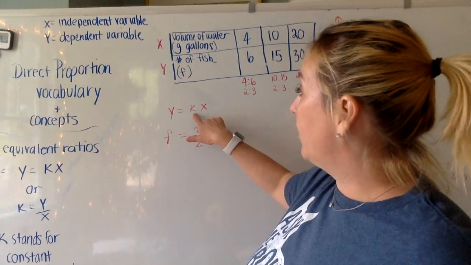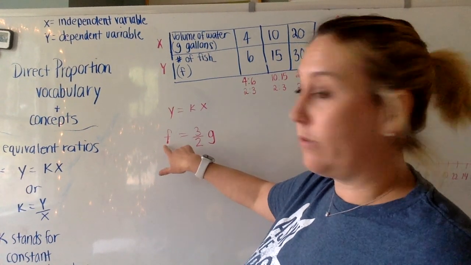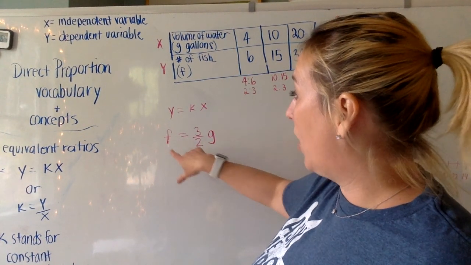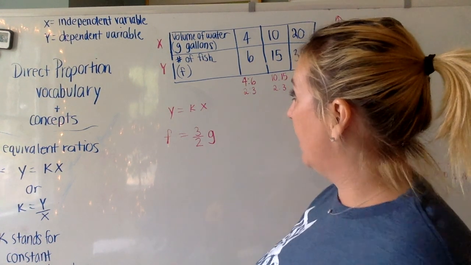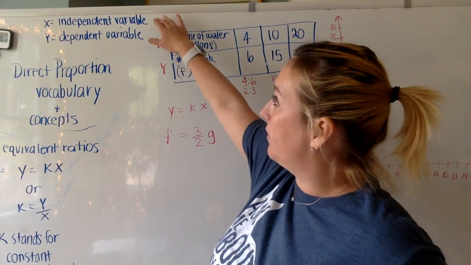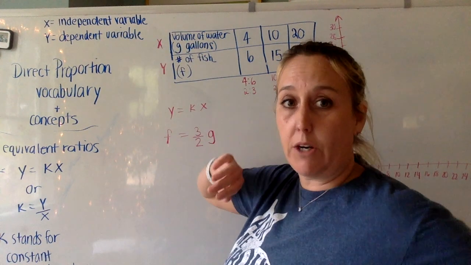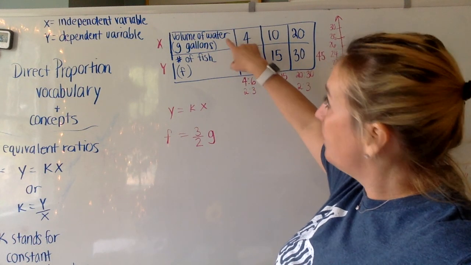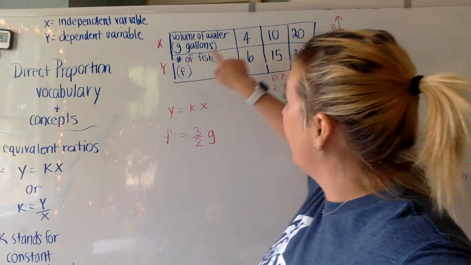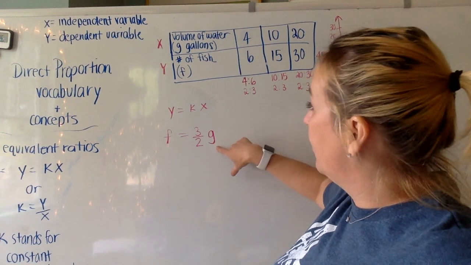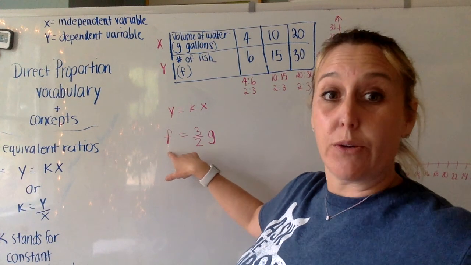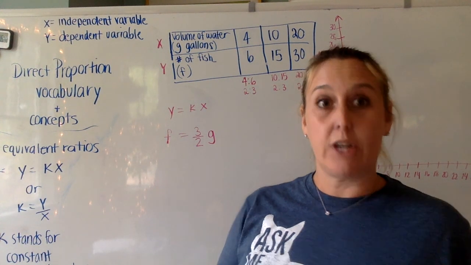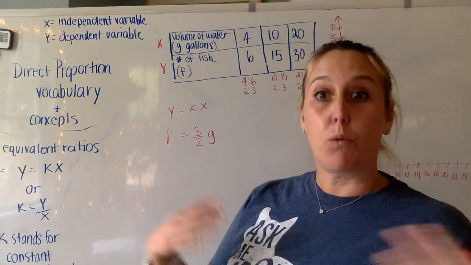So when they ask you to write a direct proportion equation, what you need to identify is the constant, and then you use the variables that are specific to that problem, which was F for fish equals 3/2 G for gallons. So I had talked to you about which one's the independent variable and which one is the dependent variable. So it makes sense in this problem, X is our independent variable, right? The volume of water, how many gallons you have, is independent, right? Because the number of fish you have depends on how much water you have. The fish are going to die, right? They're dependent on how much water they have to live.